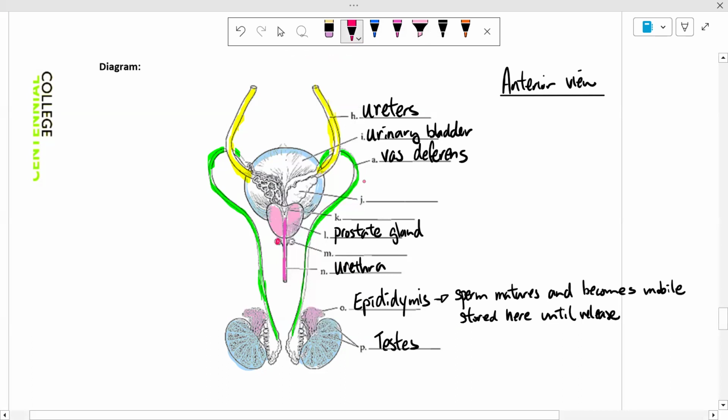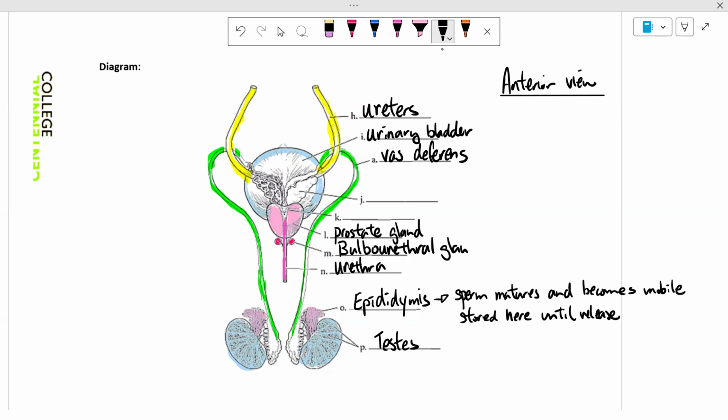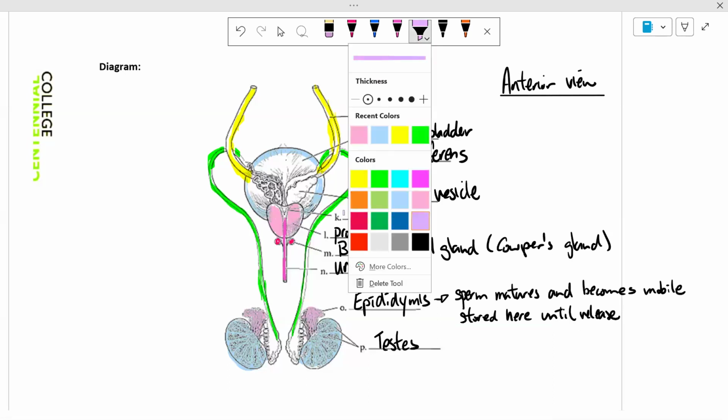Okay, there are two little smaller ball things here. Those are called the bulbourethral gland, also known as the Cowper's gland. We're just labeling now. I'm not telling you what they do yet. I'll tell you what they do in a bit. J is the seminal vesicle. Seminal vesicle. There we go.